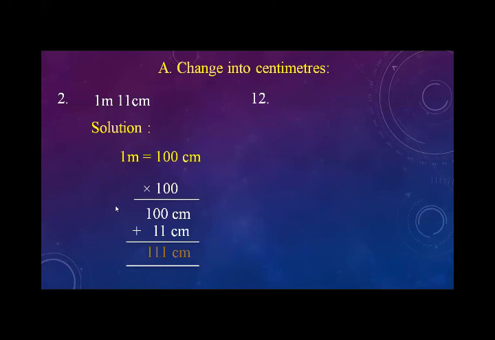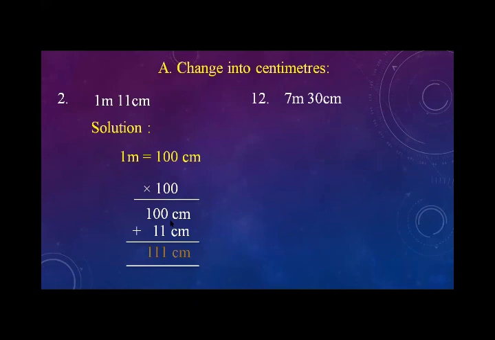Okay, in this way you will convert these questions. Part A, you will solve in this manner. If you want to take a screenshot of these slides, take it. Whenever you need to convert meters and centimeters into just centimeters, you will follow these steps. First of all, multiply by 100, because 1 meter is equal to 100 centimeters. Then put this dash. 100 ones are 100, so you write 100 centimeter here. Now this 11 centimeter. Then you add up these numbers, and your answer will be in centimeters.